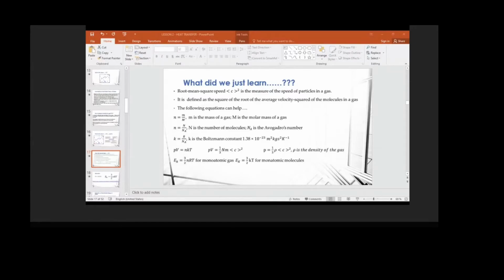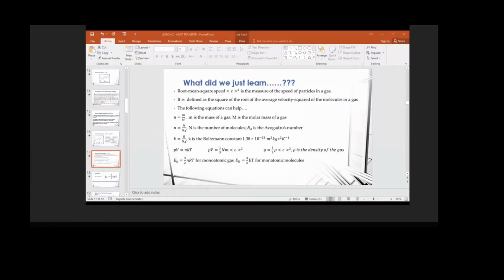So these are some terms also that we need to know about gases. You should know about the root mean square speed of gases, which is noted by that bracket C and the square. This is the measure of the speed of particles in a gas. So it's basically the average speed of the particles or the molecules in a gas.